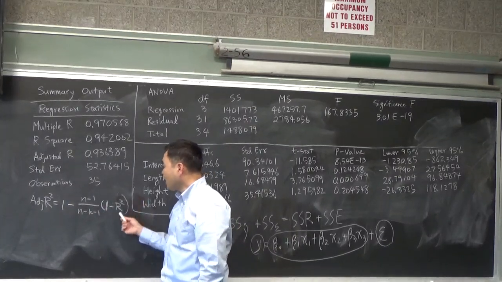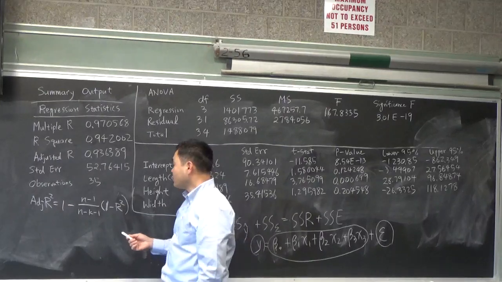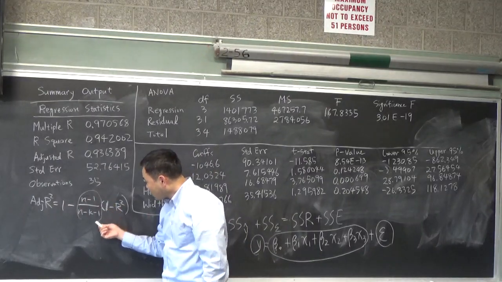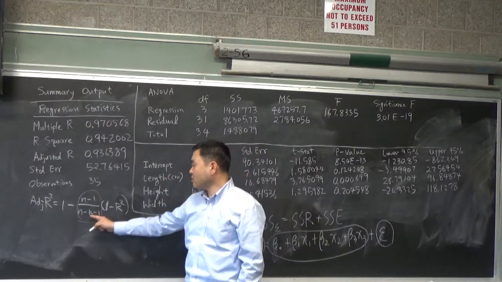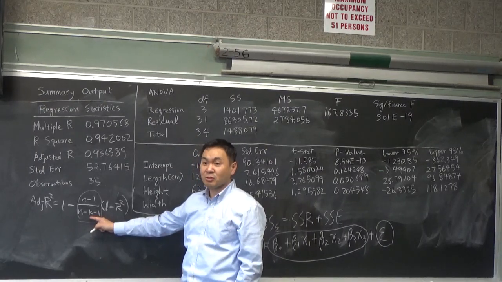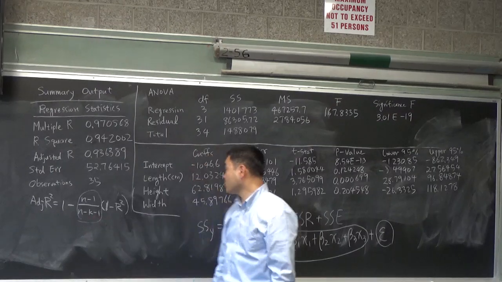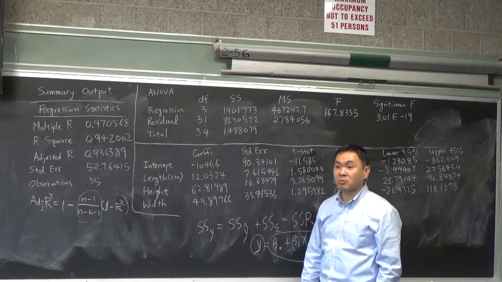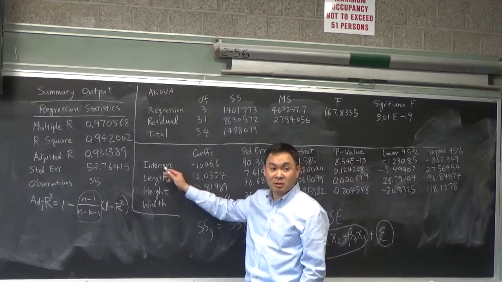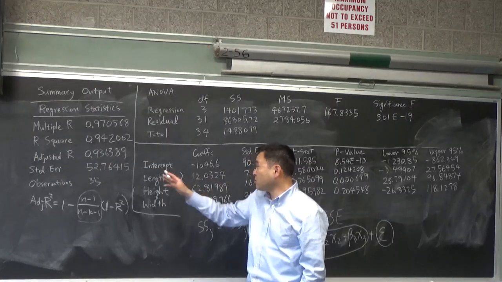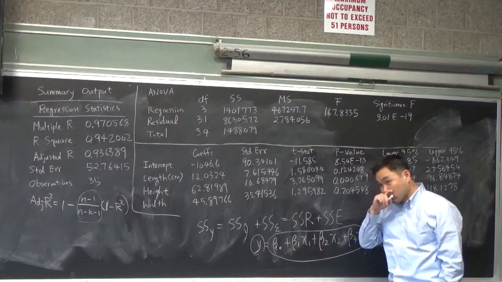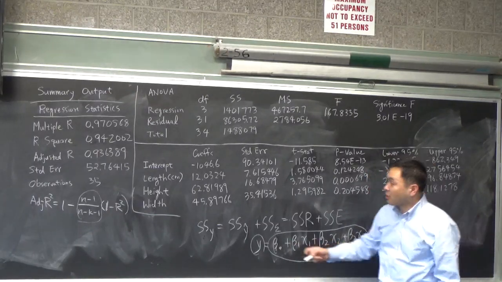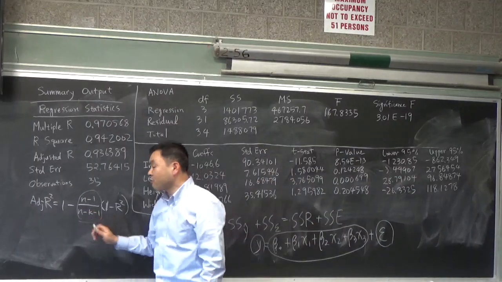Okay, let's look at this one. Is this bigger than 1 or less than 1? Less than 1. No, the denominator is less because you're subtracting k. What's k? K is the number of predictor variables. How many predictor variables do we have? 4? The intercept is not part of it. Oh, it's 3. These 3, okay? Beta 0 doesn't have a variable associated with it. The only variables that we have are x1, x2, x3, which are length, height, and width. So our value for k is 3.